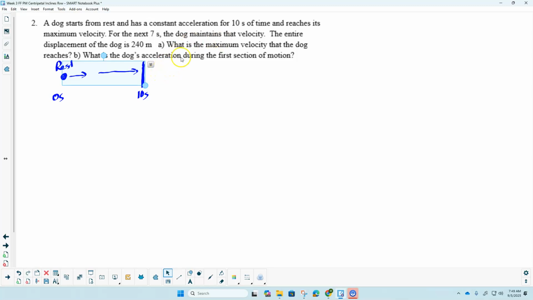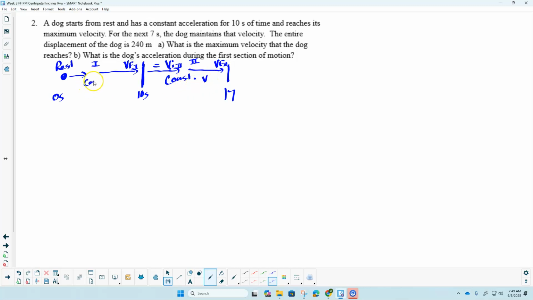But after that, for the next 7 seconds, so I'm going to make this 17 seconds, the dog maintains that velocity, the velocity at the end of the first period. I'll call this section 1, and this section 2. So the final velocity in section 1 is equal to the initial velocity in section 2. It's also equal to the final velocity in section 2 because this is constant velocity.